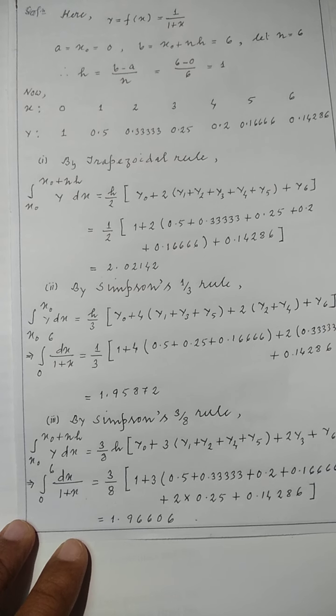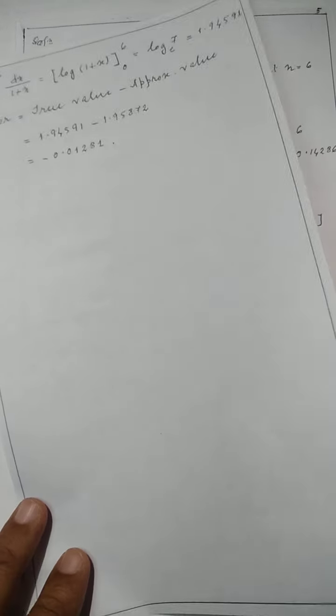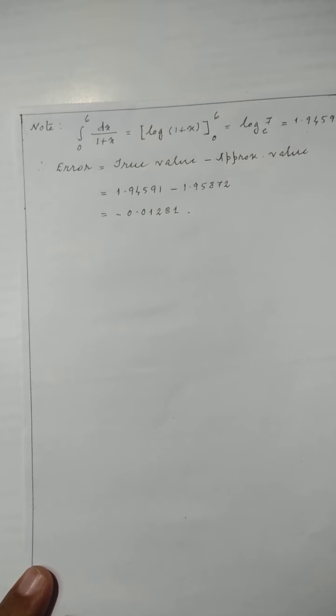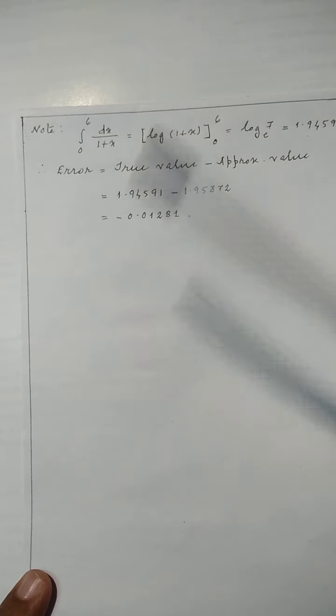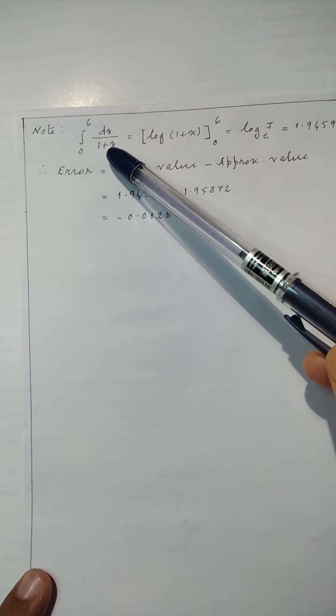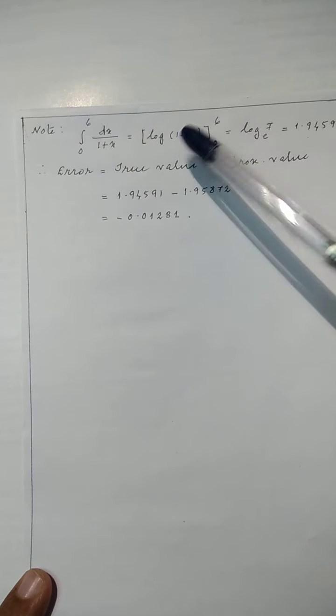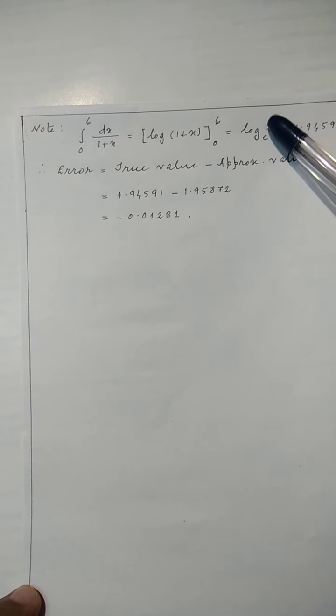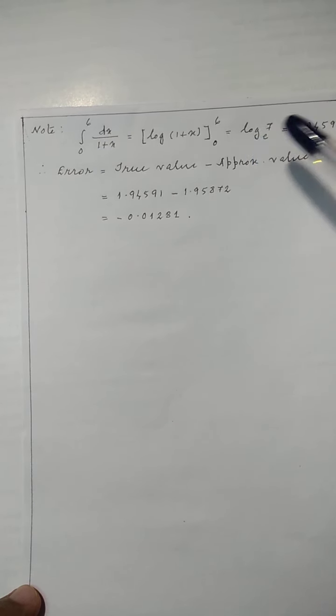So here also we can find out the error. If you want to find out the error, first you have to find out the value of this definite integral by using calculus. So the integral 0 to 6 dx by 1 plus x. What is the integration of dx by 1 plus x? It is log of 1 plus x. If you take the limit 0 to 6, you will get log of 7. And this one is the natural logarithm. So the value of this log of 7, you will get 1.94591.